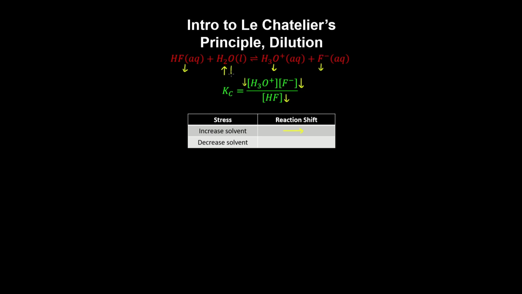Now if we decrease the volume of a solvent, so for example by evaporating water, then we're increasing the concentrations of the reactants and products. And therefore the reaction shifts to the left in this case, towards the reactants, where there's less aqueous species.